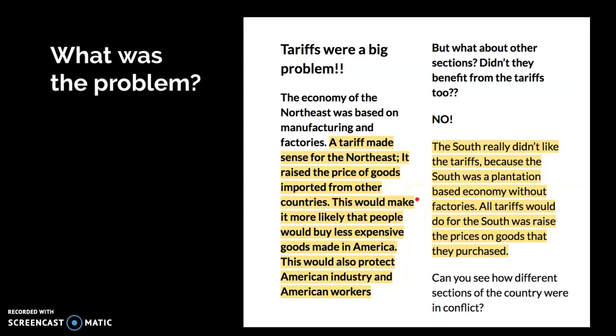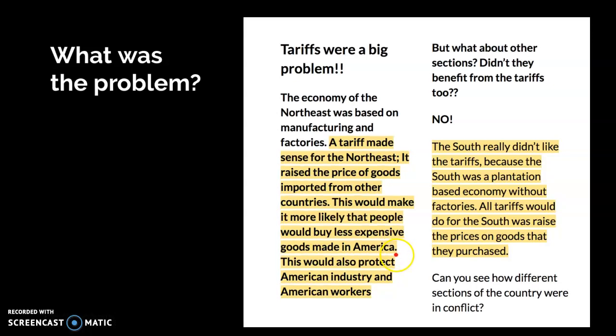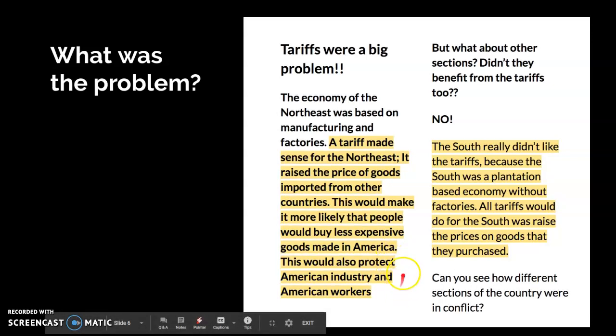So this would have the effect that it would make people more likely to buy less expensive goods that are made in America. Well, you always want to look for a value. You're not going to overspend on things when you could get something maybe a little bit cheaper. So that would be good because people would be paying less for goods and materials, but it would also protect American industry and American workers. See, they're going to have less competition from foreign entities because of the tariff. People are going to steer themselves towards purchasing things that are made in America.